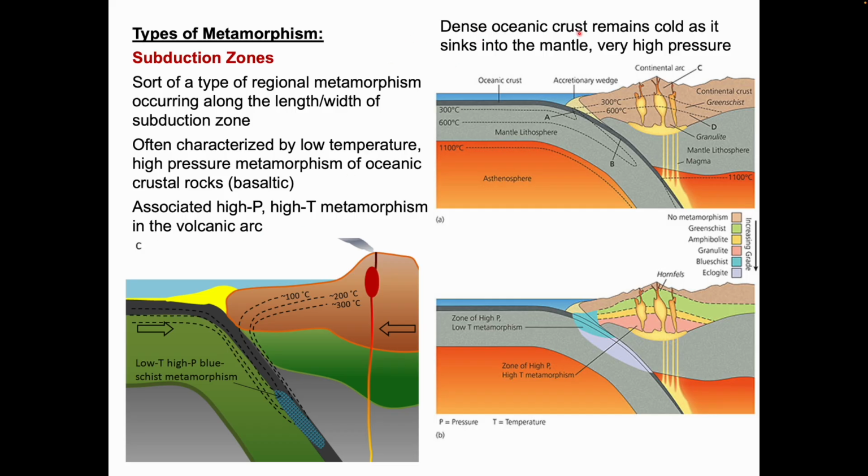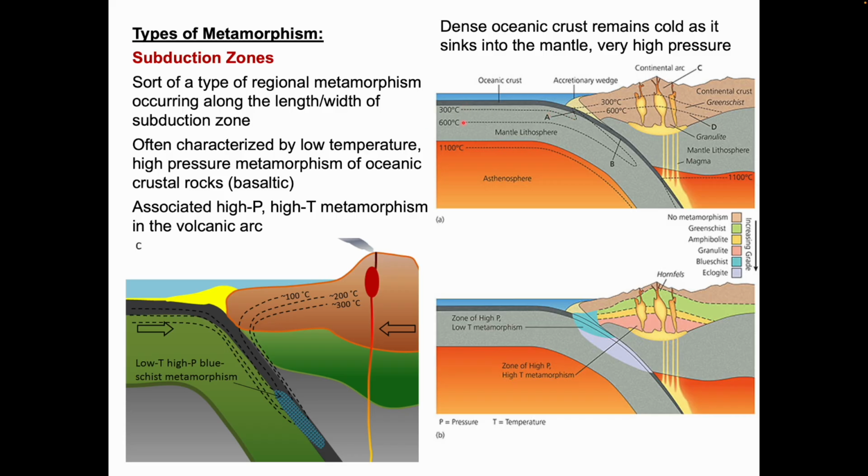So our dense oceanic crust remains cold as it sinks into the mantle because it's very dense and it has a very high what we call heat capacity. It doesn't like to change its temperature. So it experiences relatively low temperatures under very high pressures as it sinks deep into the interior of the Earth. But as melting is produced coming off of that subducting oceanic plate, in the associated magmatic arc we get high temperature, medium pressure metamorphism occurring in the continental crust around the zones of magma intrusion. If we look at all of these diagrams, we see dashed lines which reflect lines of equal temperature.